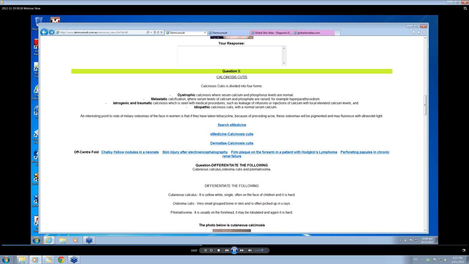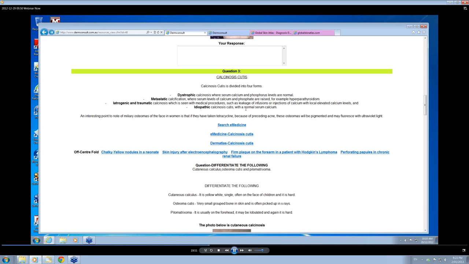In the metastatic form, serum calcium and phosphate levels are raised, and they'll be raised in conditions such as hyperparathyroidism, sometimes also sarcoidosis. You can get raised calcium levels, and you may get what's called metastatic calcification then. Iatrogenic calcinosis, seen with medical procedures, leakage of infusions or injections of calcium with local elevated calcium levels. Sometimes that can occur in infants when they have calcium infusions or the like given through drips, especially scalp cannulae.